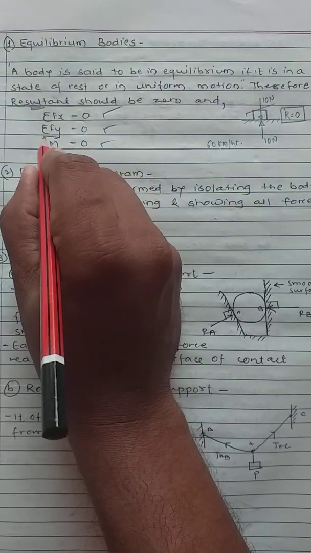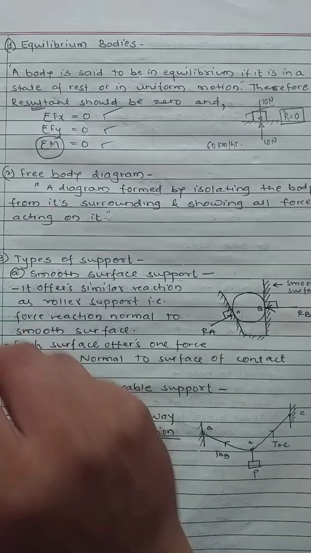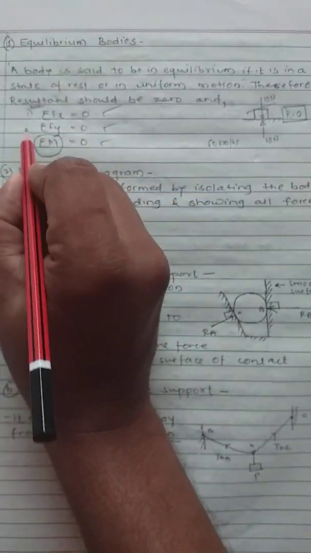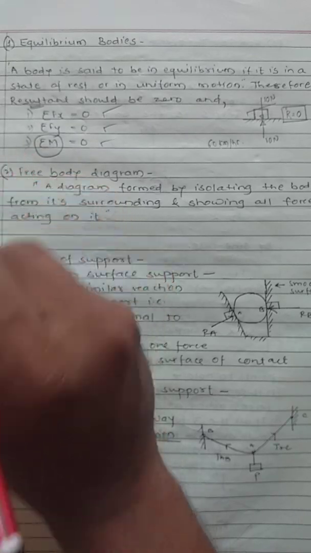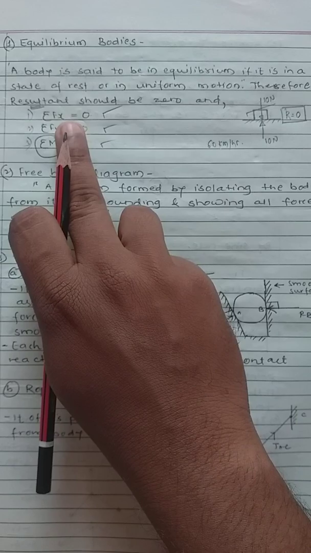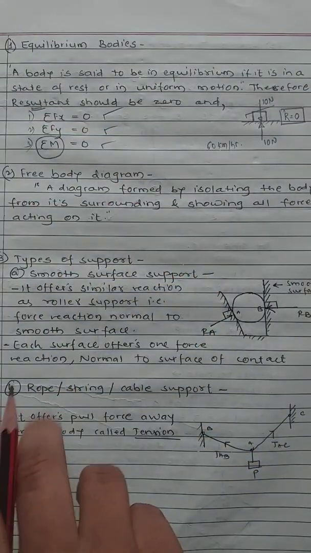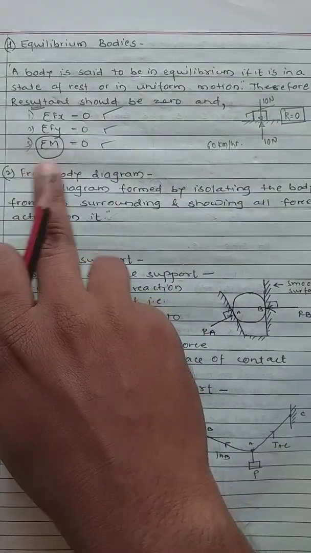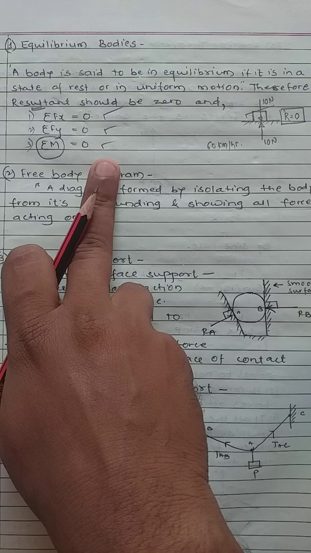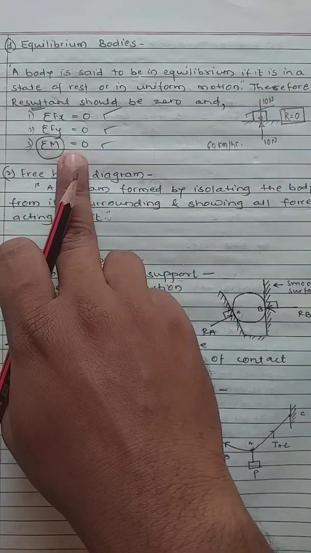Now what is this summation of moment of forces? We'll see later on. Here these three conditions, condition number 1, condition number 2 and condition number 3, are called conditions of equilibrium. Summation of Fx, all the horizontal forces, will be 0; summation of all the vertical forces will be 0; and summation of all the moments of forces will be 0. This is called the equilibrium conditions.